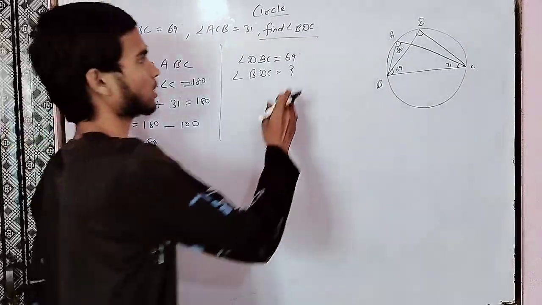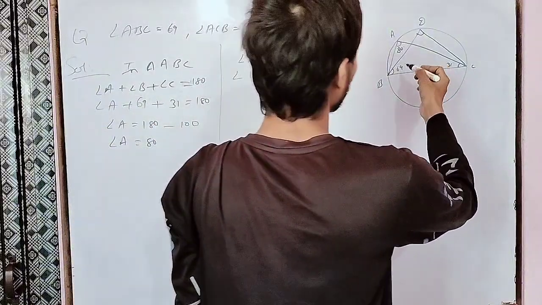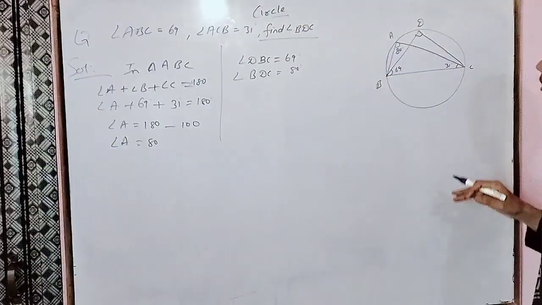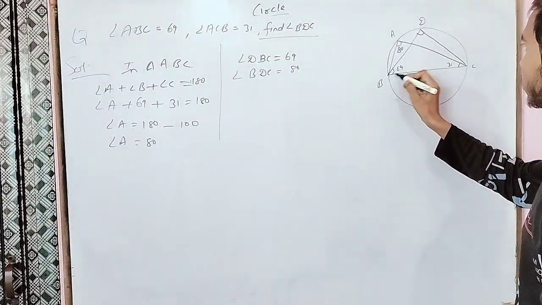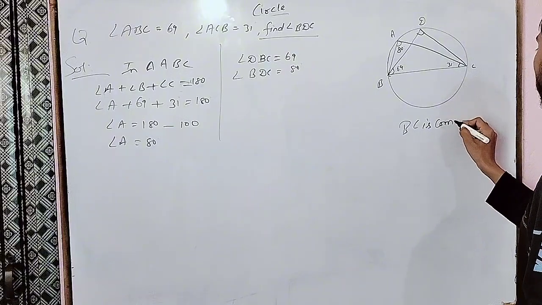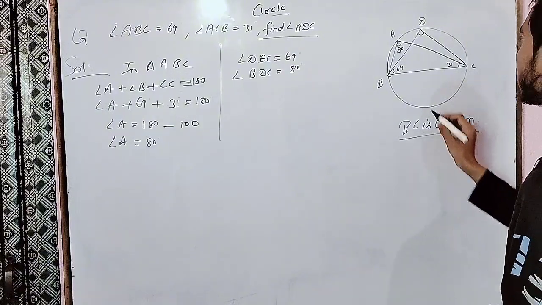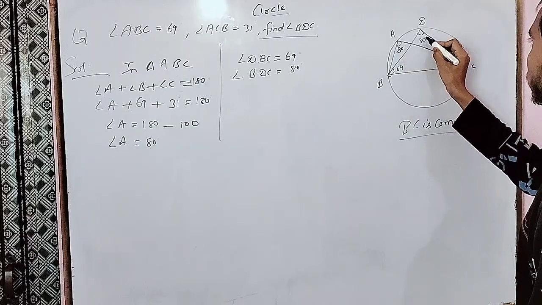It is saying that this will also be 80 degrees because the two lines are on a line segment. So here BC is common. BC is common. That's why this and this will be equal.